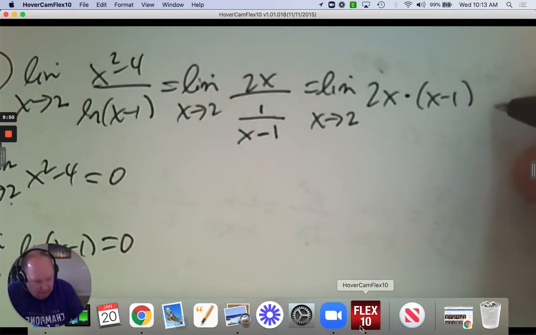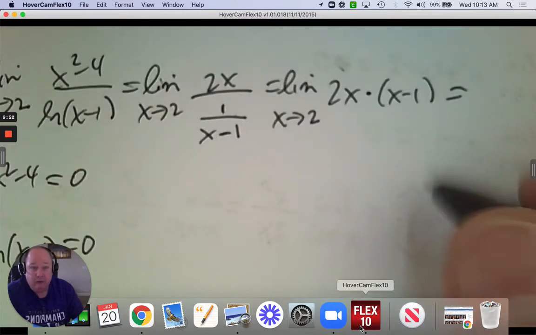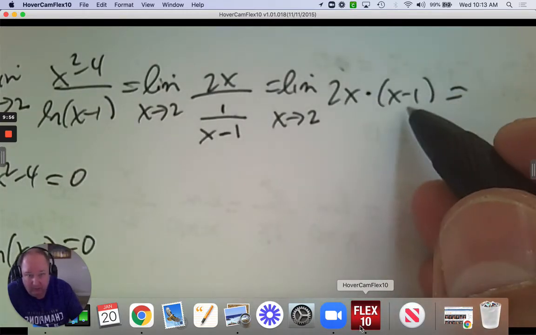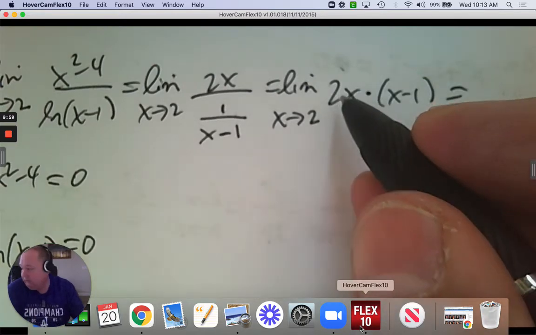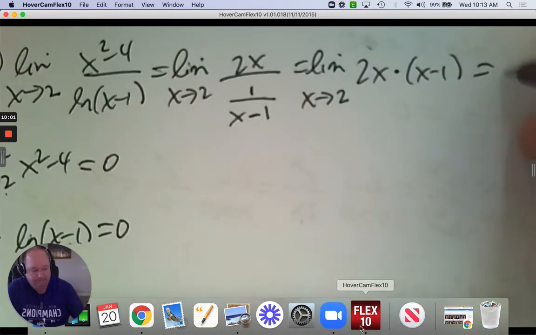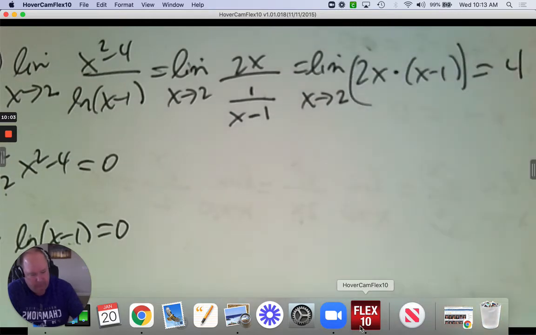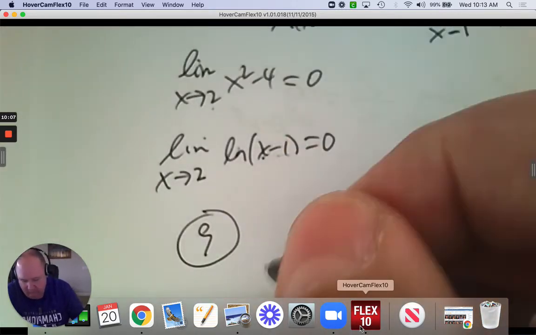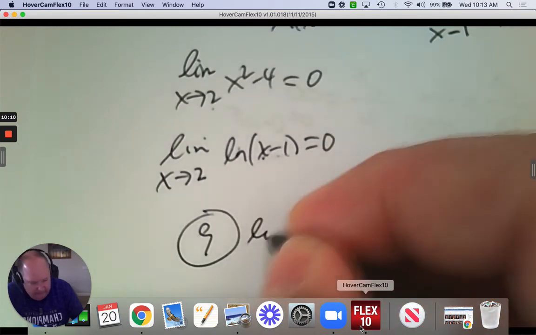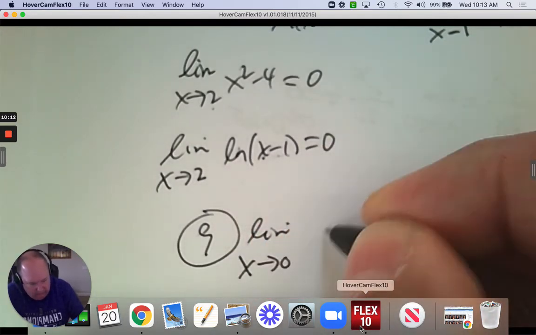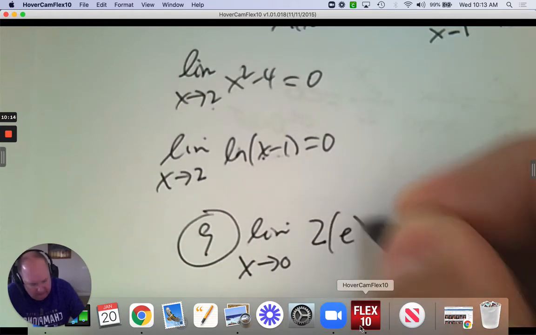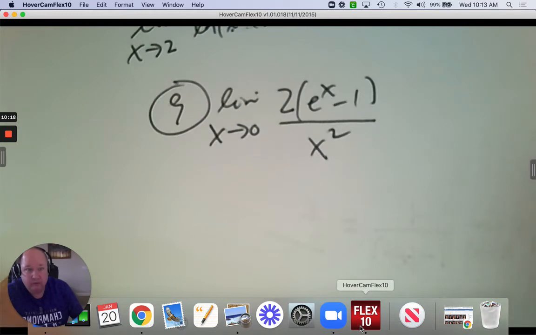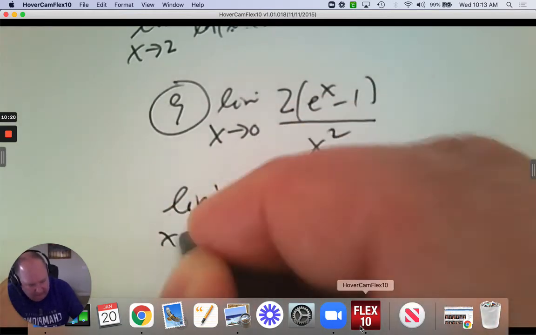So now you're multiplying. When you do that, now plug in 2. So 2 times 2 is 4. 2 take away 1 is 1. So it's really just 4 times 1, or 4. Put parentheses around all of it. There you go. Number 9. The limit as x approaches 0 of 2 times e to the x minus 1, over x squared. So again, we're going to separate it, numerator and denominator.